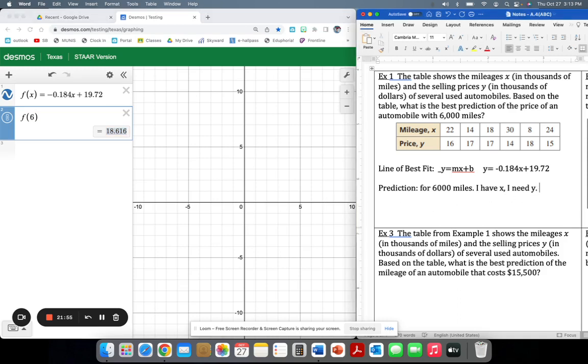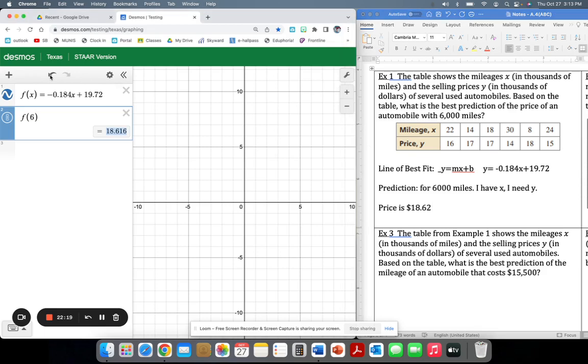So I'm just going to be using my calculator. So y is the price. Price is $18.62. And this one is in thousand, so 18,000. That is how you can do this question.